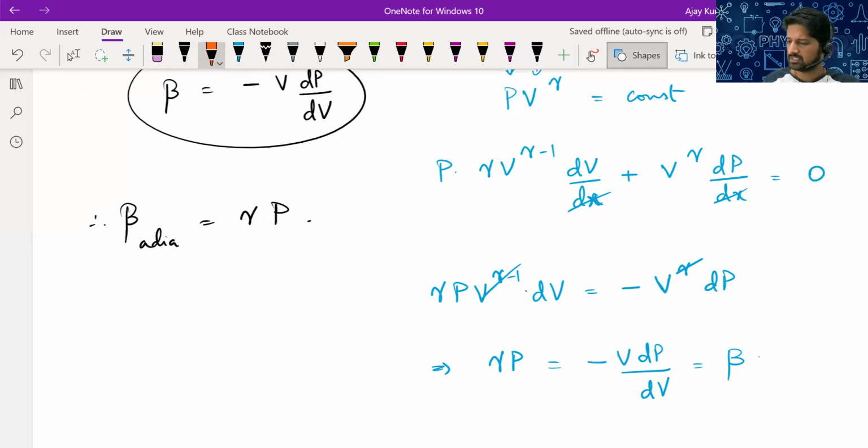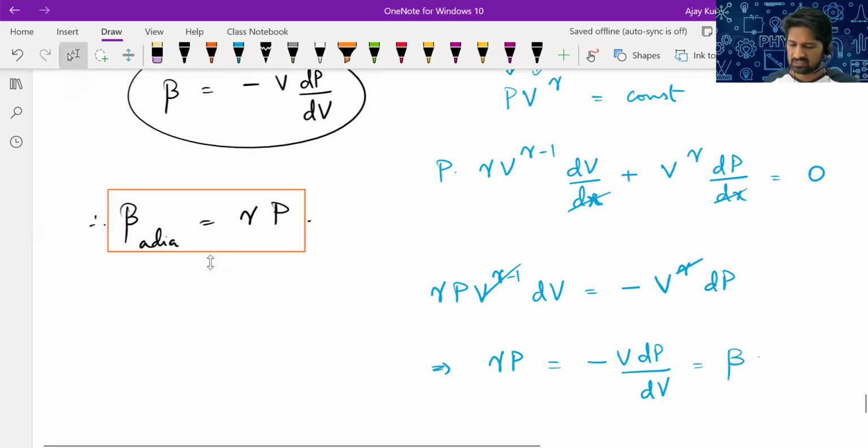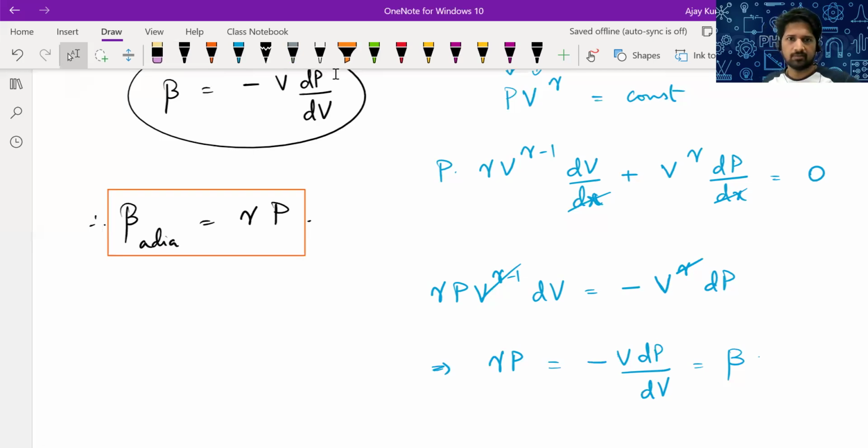Obviously, this is not a constant, because pressure keeps changing in an adiabatic process. So the bulk modulus also keeps changing. What does that mean? Bulk modulus tells you how hard it is to compress the object. The greater the bulk modulus, the more difficult it is to compress it. So if bulk modulus varies with pressure, it means the greater the pressure, the more difficult it is to compress the gas in an adiabatic process also. Again, this derivation is important.